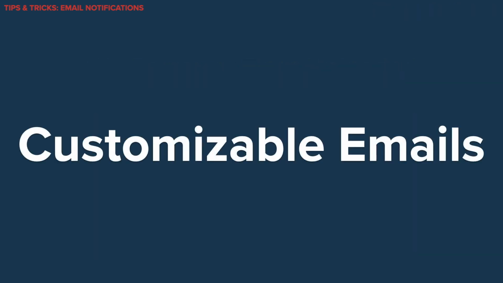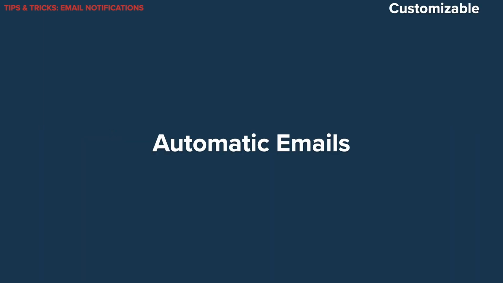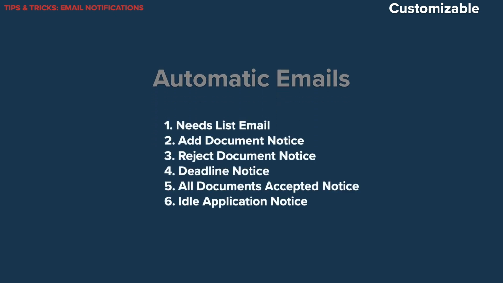Okay, now let's go ahead and get into the customizable emails here. All right, we're going to go ahead and talk about the automatic emails. The automatic emails are going to be the needs list email, the add doc notice, reject doc notice, the deadline notice, all docs accepted notice, and the idle application notice.